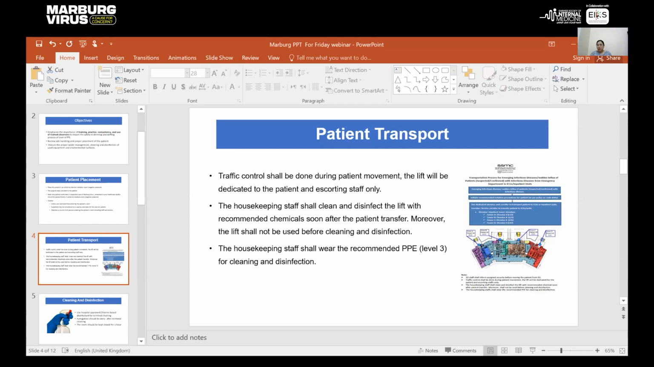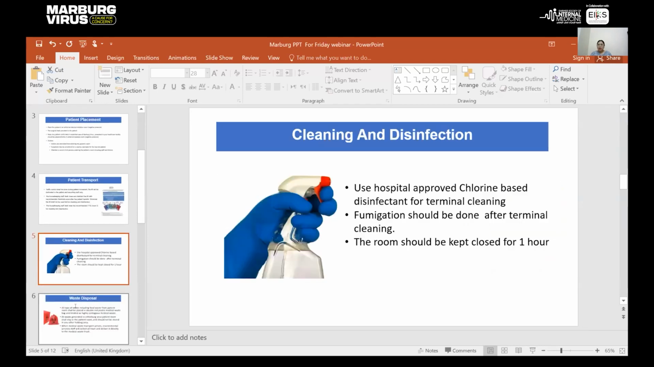As you can see on the slide, we have already the pathway and we have the dedicated elevators in all our towers if we are receiving the suspected and confirmed Marburg virus patient. So for cleaning and disinfection, use hospital-approved chlorine-based disinfectant for terminal cleaning. Fumigation should be done after terminal cleaning, and the room should be kept closed for 1 hour so the proper circulation will be there in the room.